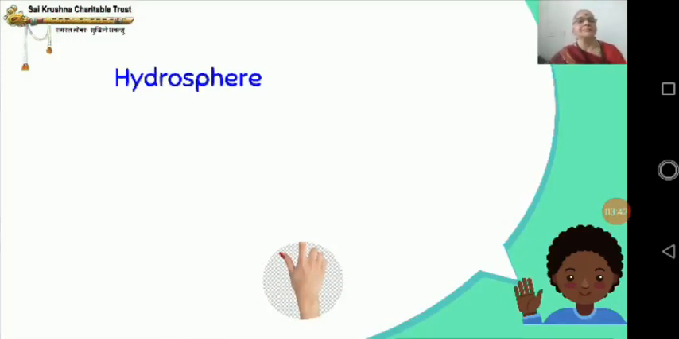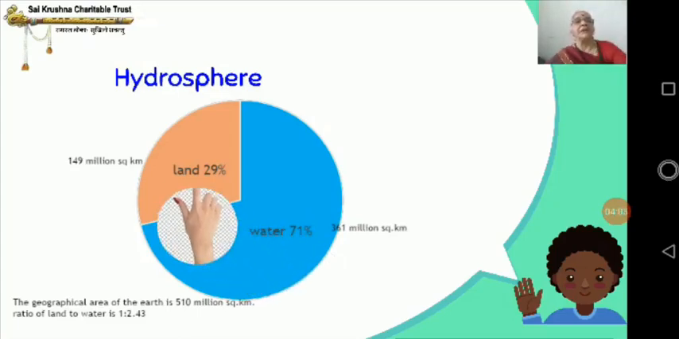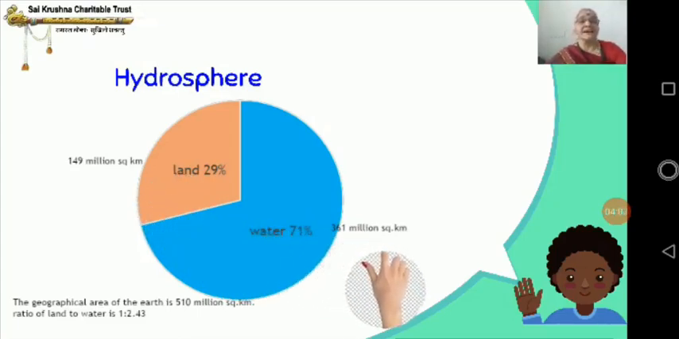The hydrosphere. We have studied about hydrosphere and you have studied that our Earth has got a rich hydrosphere, very rich in water in its liquid form. 361 million square kilometers of the Earth is water. That is equivalent to 71% water and 29% land. These diagrams, if you keep practicing again and again, you will be able to write the answers and draw these diagrams very well in the examinations. So land is 29%, water is 71%.